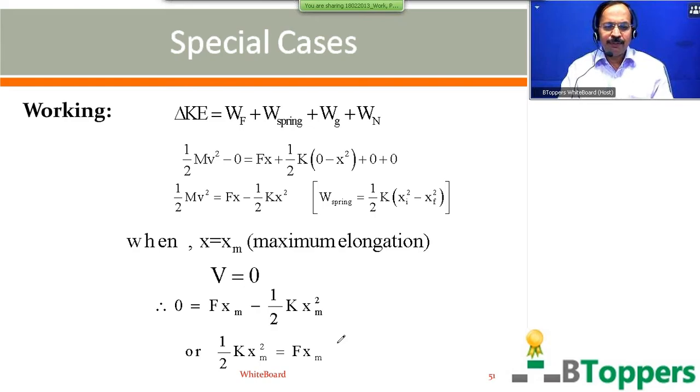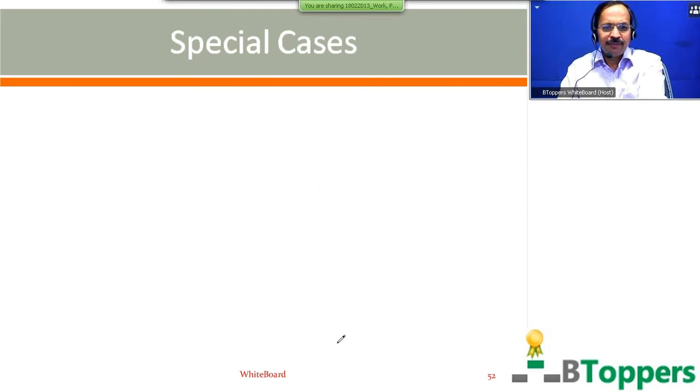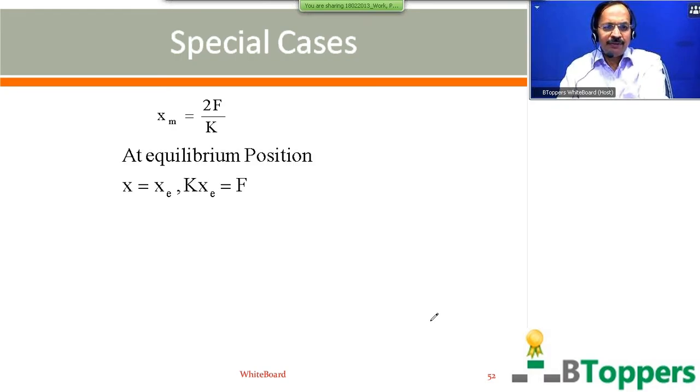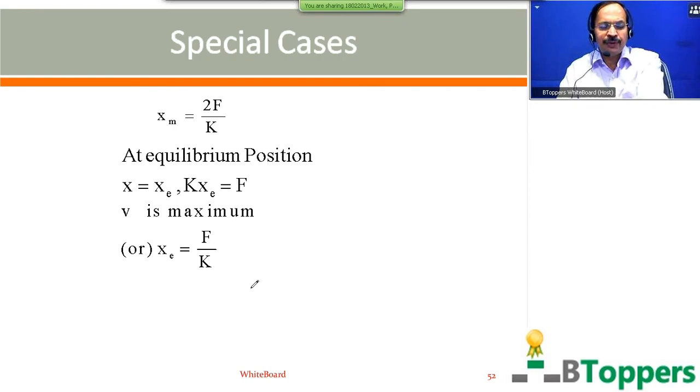So in case you need more time to copy this working, you can take a pause and take your own time. I'm going to show the continuation for this. So you get xm equal to F by k. At equilibrium position, we write x equal to xe, kx equal to F, and net force will be 0, as I explained before. v is maximum. So elongation in the equilibrium position is F by k. Elongation of spring in the equilibrium position of the block. Equilibrium position of the block means the position of the block where the resultant force on the block is 0.